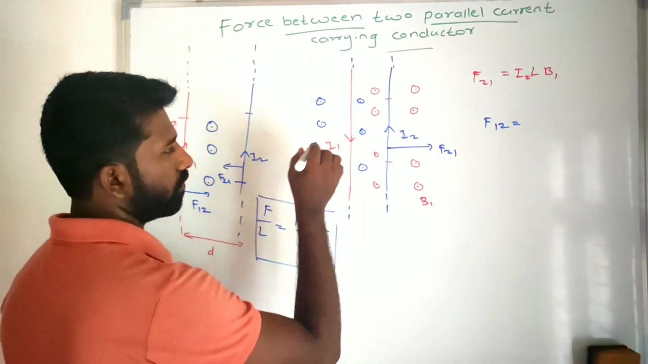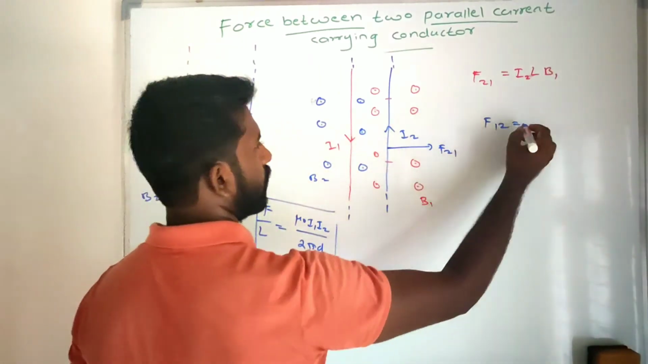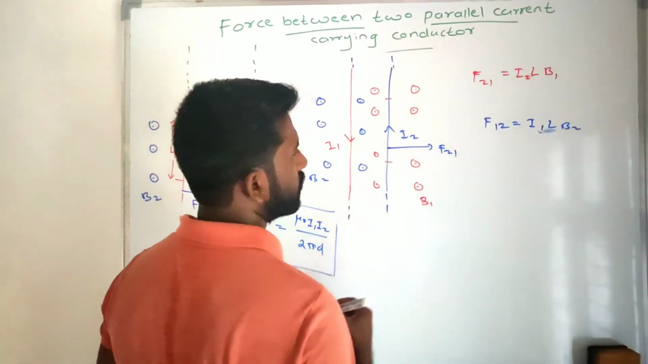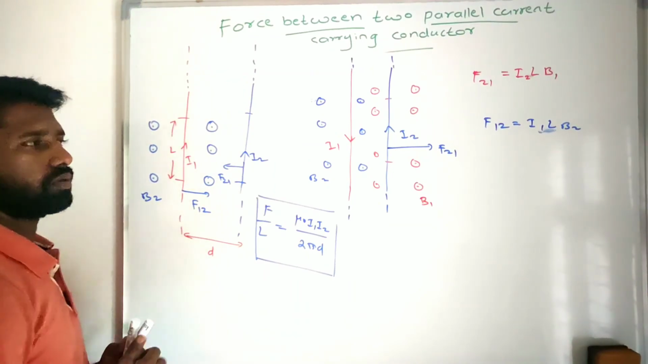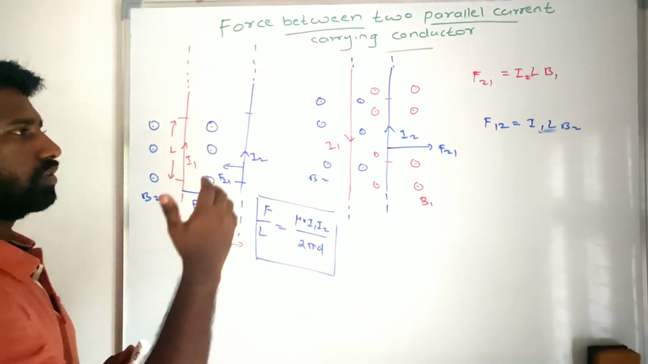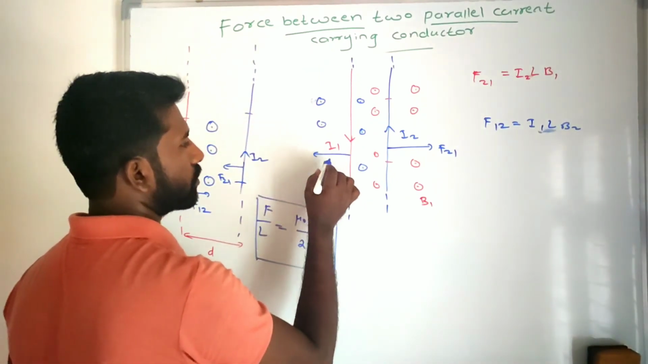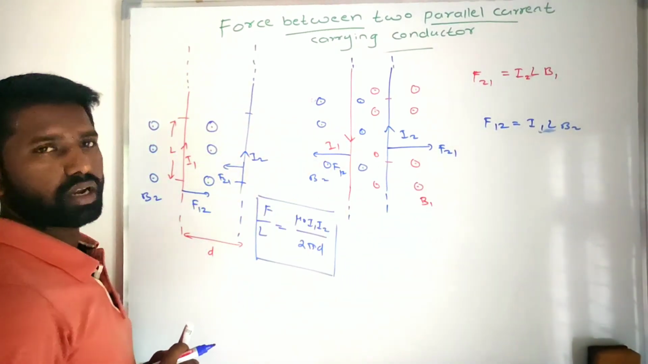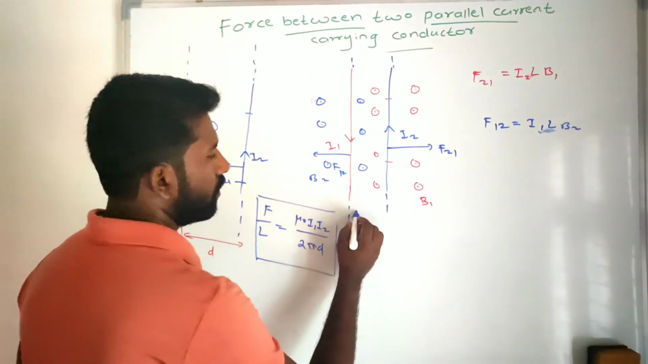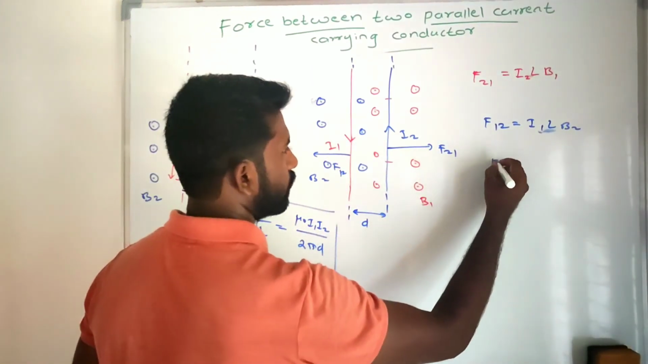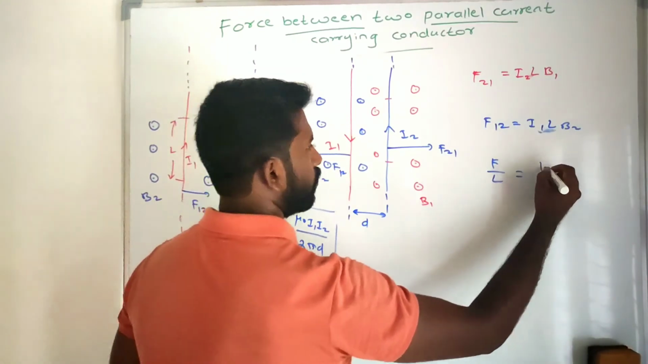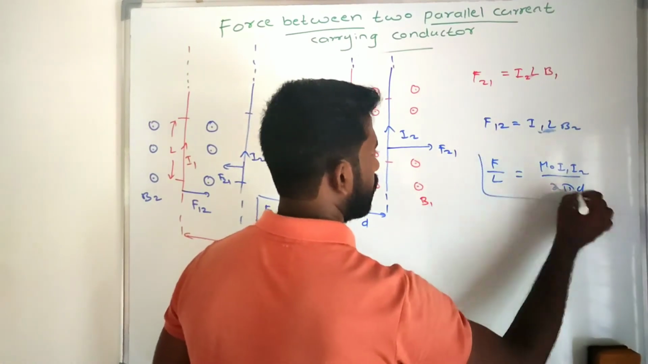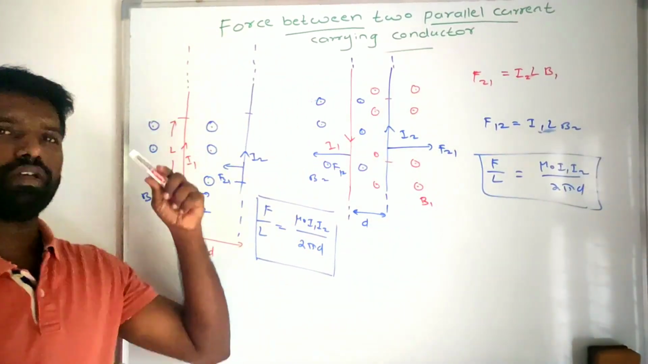In this B2 magnetic field, the I1 current carrying conductor is placed. So it will experience a force, that is I1 L B2. What is the direction of I1 L B2? You can find it out by the right hand thumb rule. If you apply the right hand thumb rule, you will get the direction of force in this direction, F12. So you see that these two forces are acting in the opposite direction. If these two are placed d distance apart, the force per unit length is mu 0 I1 I2 by 2 pi d, the same way, but only the direction changes.